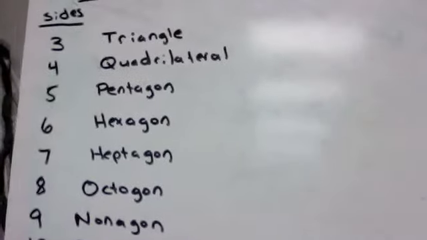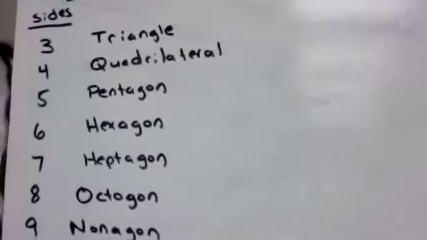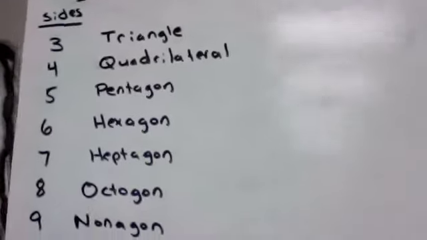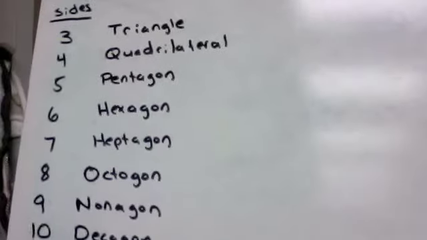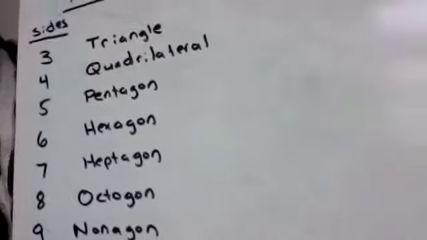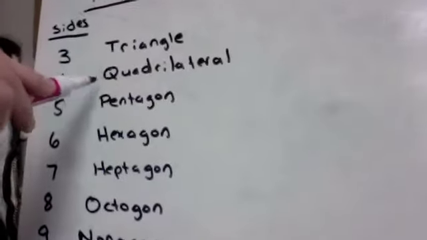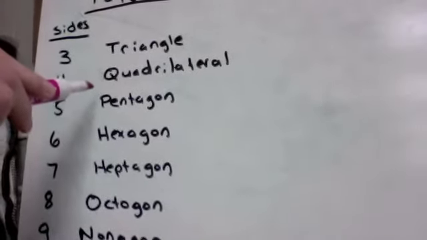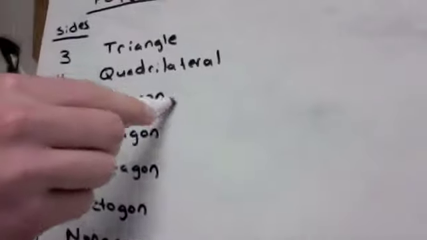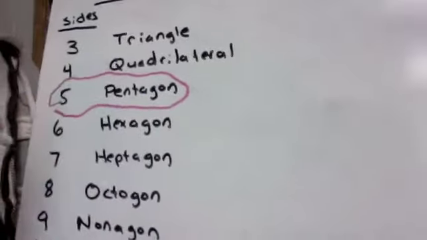Question 1 was name a five-sided polygon. So I put all the polygons on here for you just so we can take a look at all of them one more time real quick. A three-sided polygon, we've got triangle, 4 would be quadrilateral. The one we want is the pentagon, which has 5 sides.